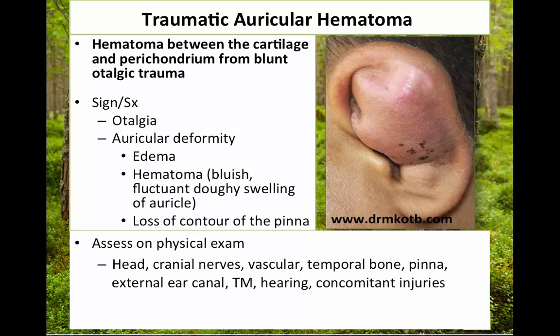Traumatic auricular hematoma is a hematoma between the cartilage and perichondrium from blunt otologic trauma, such as a slap or punch. Signs and symptoms include otalgia, which is ear pain, auricular deformity, including edema, hematoma, which is bluish, fluctuant, doughy swelling of the auricle, and loss of contour of the pinna.